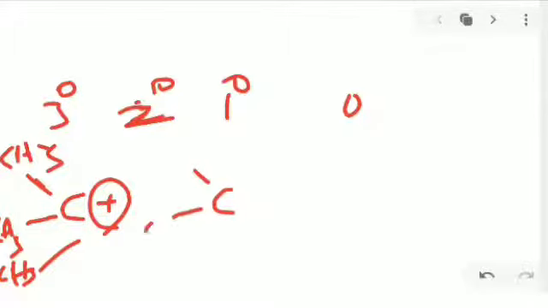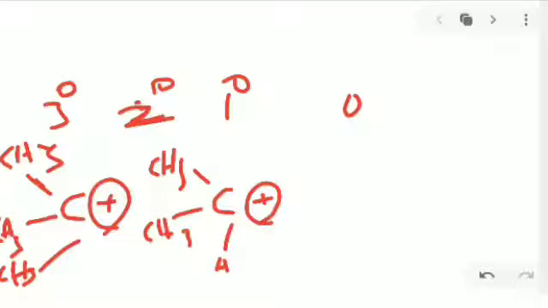Here, if the carbon atom has 3 methyl groups, this is the most stable carbocation. If 2 methyl groups and 1 hydrogen atom are there, it is a secondary carbocation. The carbon attached to 3 carbon atoms is a 3 degree carbocation, and the one attached to 2 carbon atoms is a 2 degree carbocation.